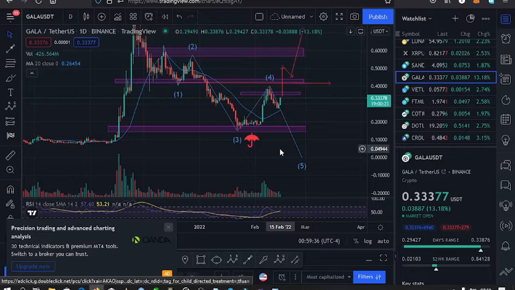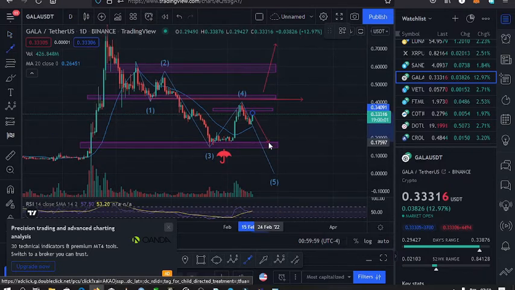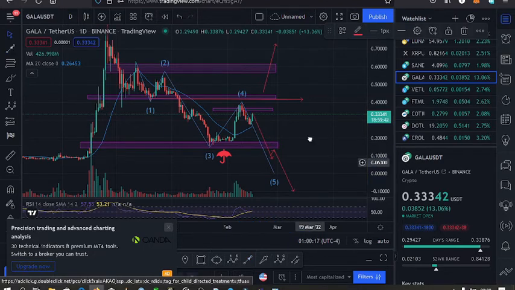The other key scenario is that we can have a pullback over here from the current prices that we are having at the moment, and if that move plays out, I'll expect us to have a pullback to the $0.15 mark in our wave 5, and if that support does not hold, we unlock even lower prices, have a retest of this zone, and once we have a retest of that zone, move even lower for Gala and find the next support that we have down here.